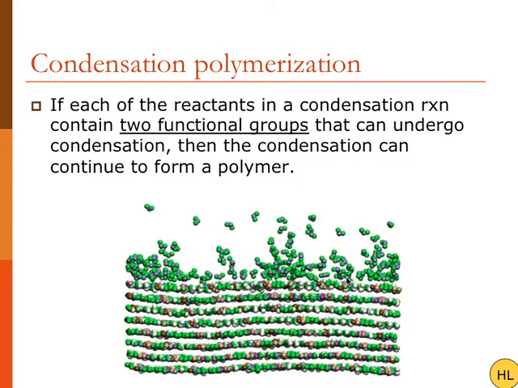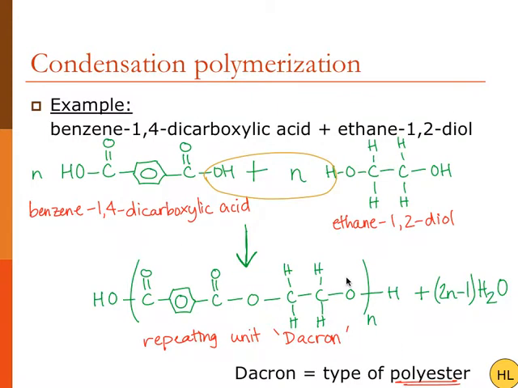And this is essentially what it would look like. If I have benzene 1,4-dicarboxylic acid, I have a carboxylic acid group on both sides of this molecule. For ethane 1,2-diol, I've got an alcohol group on either side. That lets these combine, and then this side can combine with another carboxylic acid. So it can make a repeating unit and be called, because these are esters, a polyester, meaning many esters.